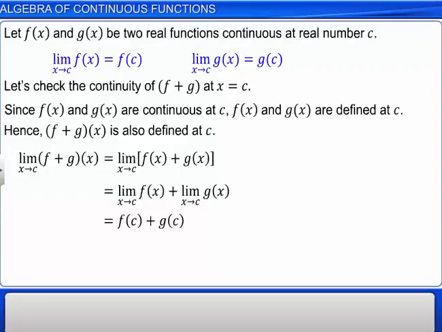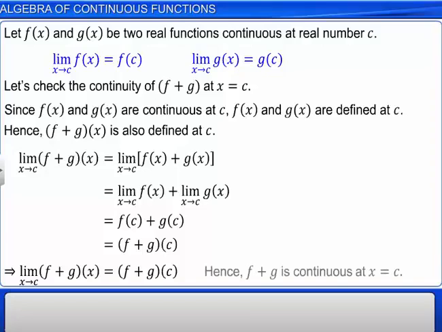Again, by the property of addition of two functions, it can further be written as f plus g of c. This means that the limit of the sum of the functions is f plus g of c, so it is continuous at x is equal to c. Hence, the sum of two continuous functions is continuous at x is equal to c.